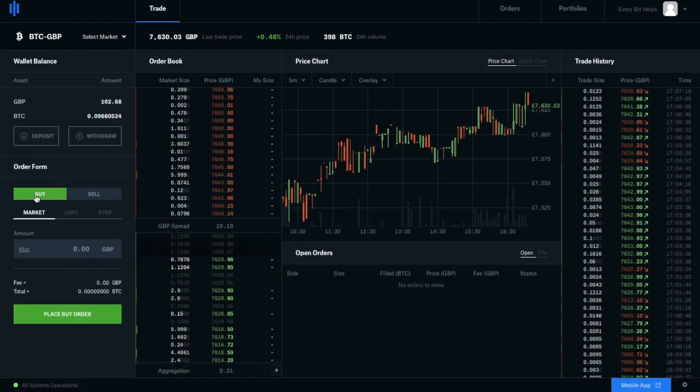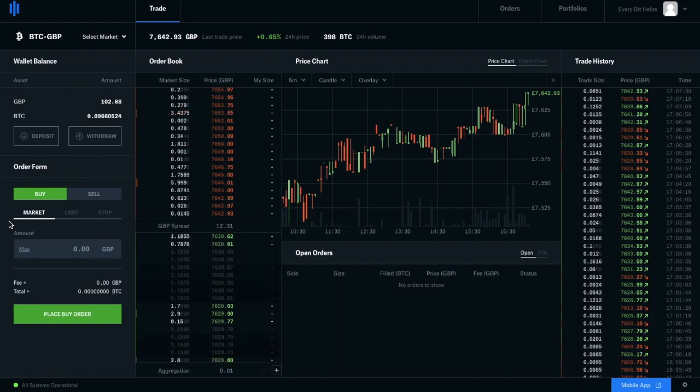Then you either have your buy or your sell option. Underneath that, you have the 3 different types of orders that are available on Coinbase Pro. And they are market, limit, and stop orders. And obviously the options below will be the same regardless of the market or the pairings that you choose. And today we're going to be concentrating on the market orders.